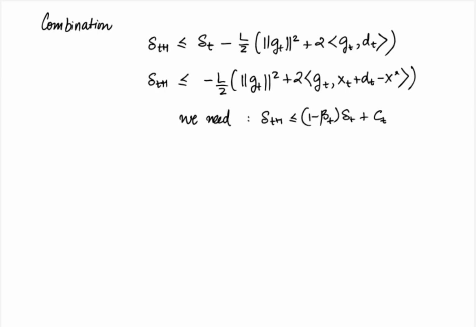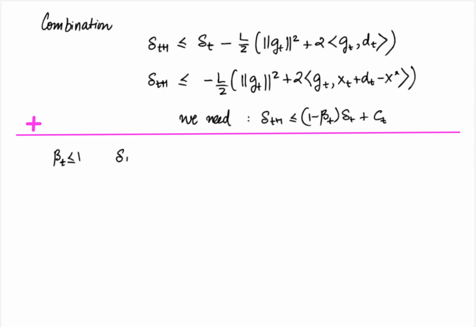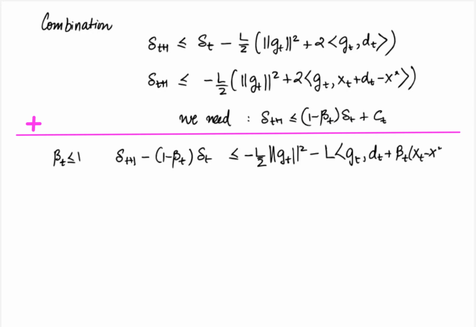That is, if we multiply the second inequality by β_t and the first inequality by 1 − β_t, where β_t is something between 0 and 1, then we would obtain that Δ_{t+1} − (1 − β_t)Δ_t is less than or equal to −(L/2)‖g_t‖² − L⟨g_t, d_t + β_t(x_t − x*)⟩.